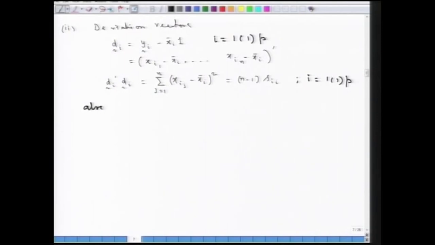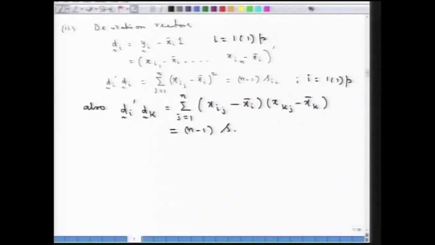Now, similarly, we can see that d_i prime d_k, which is the dot product of the deviation vector for the ith variable and that for the kth variable, would be the sum over j equal to 1 to n of (x_ij minus x_i bar) into (x_kj minus x_k bar), right. And this quantity, the cross product between the deviation vectors for the ith variable and the kth variable, is nothing but n minus 1 times s_ik, where s_ik is 1 upon n minus 1 of this product, which is the covariance between the ith and the kth variable.